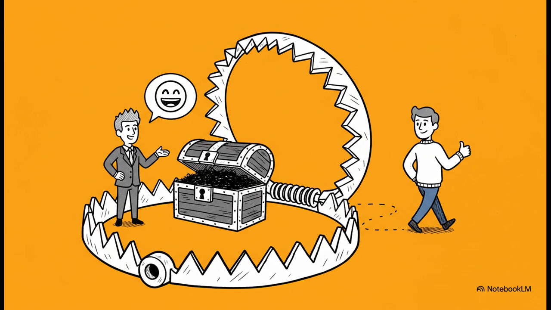Okay, trap number 2 is a little more subtle, but it's just as dangerous. It's just taking a stakeholder's word for it. You're in a meeting, someone says, oh yeah, we've got tons of amazing data for that, and you just nod and move on. No way. That is a critical failure.